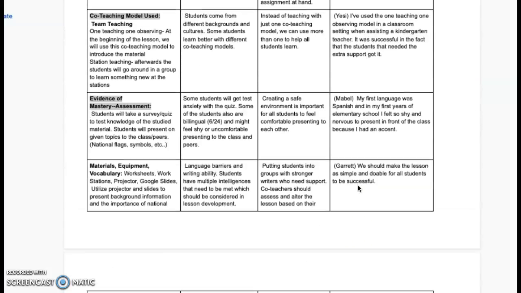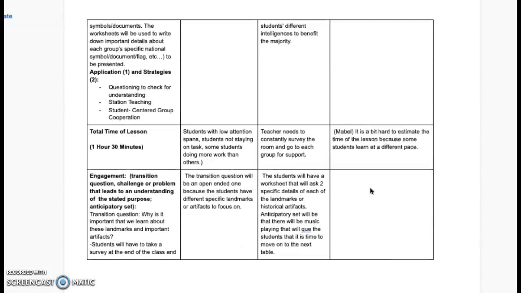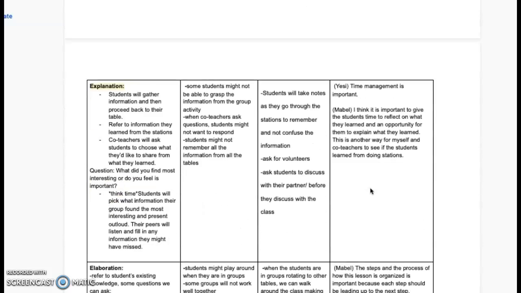Now for the last box, it is the metacognitive statements. I believe I wrote one down, yes. I wrote down, I think it is important to give the students time to reflect on what they learned and an opportunity for them to explain what they have learned. This is another way for myself and my co-teachers to see if the students learned from doing stations.